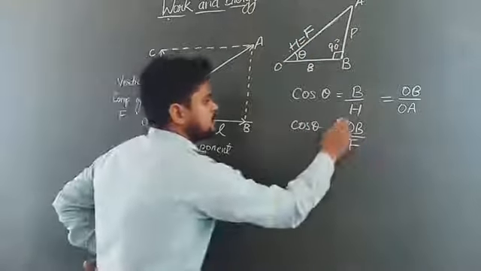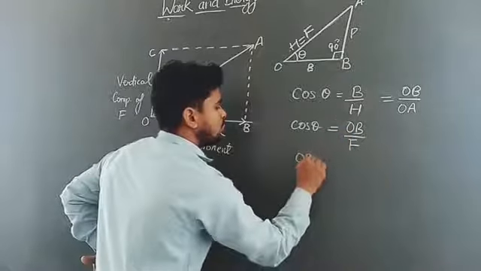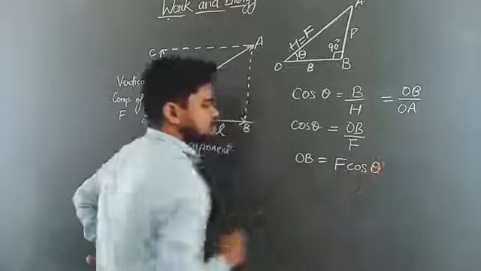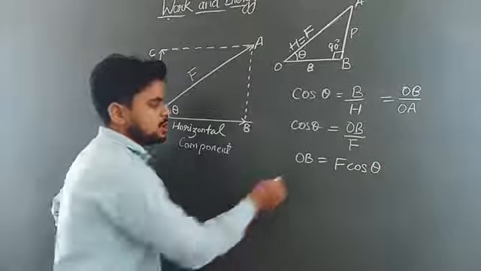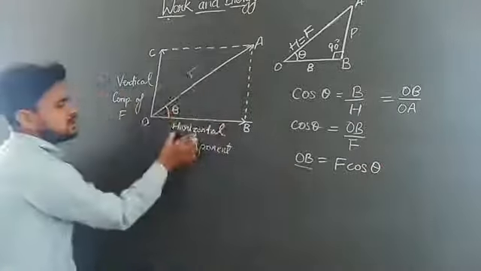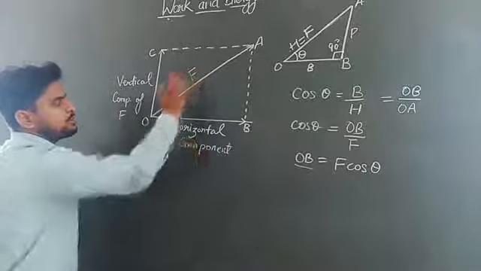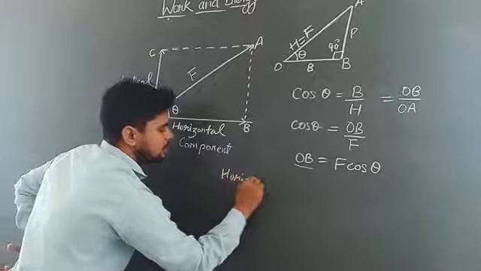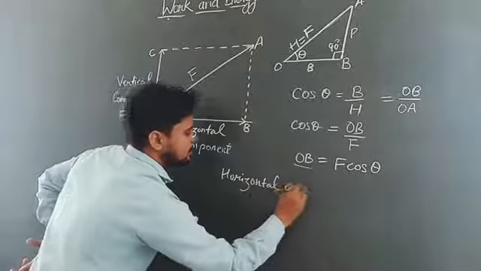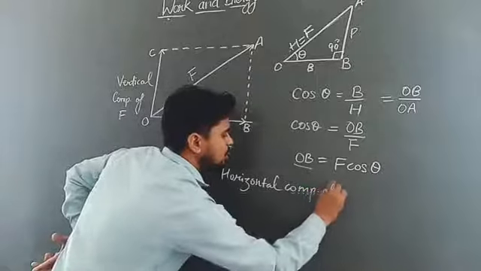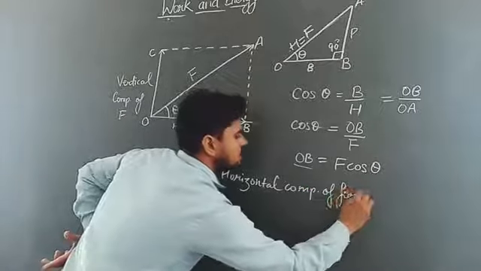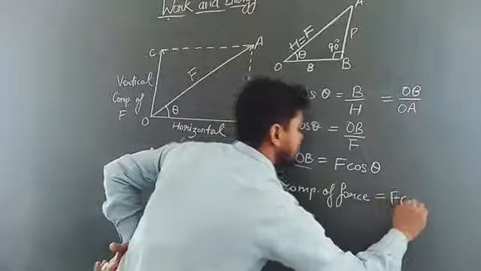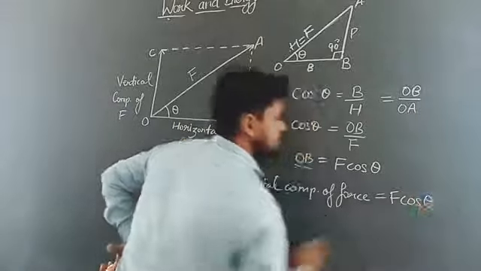Now let us cross multiply, then what do we get? OB equal to F cos theta. Okay students, and what is OB? OB is the horizontal component of this force. So we can write horizontal component of force is equal to F cos theta.